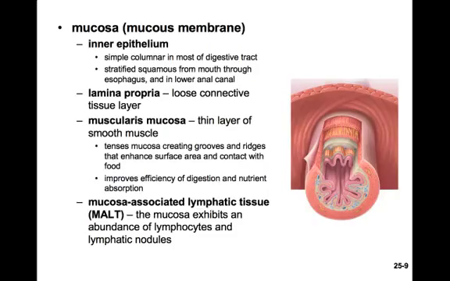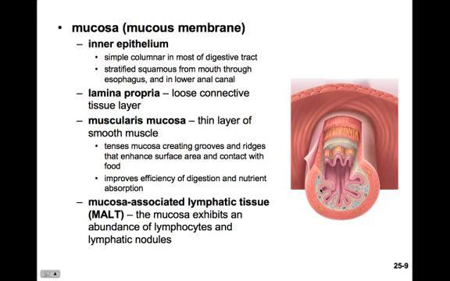The muscularis mucosa is this thin layer of smooth muscle. It tenses the mucosa, creating grooves and ridges, and that enhances the surface area and thus increases contact with food. So we improve the efficiency of digestion and nutrient absorption because of the muscularis mucosa, which is this little orange layer right in here.